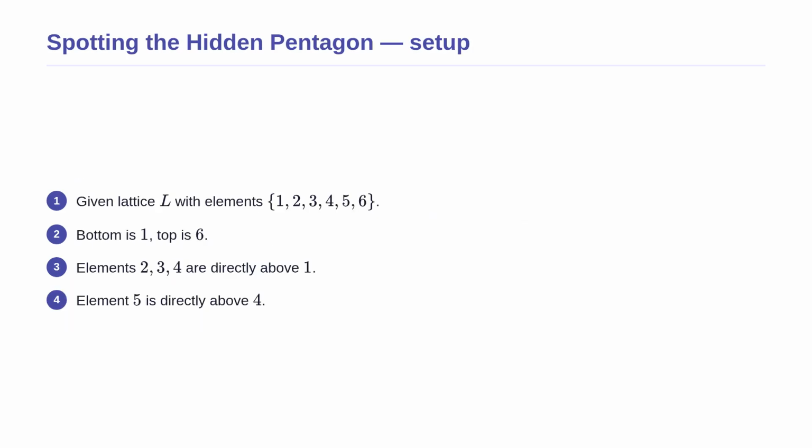Now let us look at a case where the distributive rule fails. We are given a lattice with elements 1 through 6. The bottom element is 1 and the top is 6. Elements 2, 3 and 4 sit directly above 1. Element 5 sits directly above 4, creating a chain. To prove this lattice is not distributive, we do not need to test the formula on every single combination. We just need to hunt for a hidden pentagon shape within these connections.